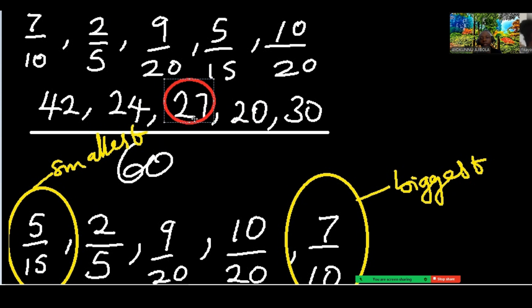Then after 27 is 30. Which fraction stands for that? For 30. That's 10 over 20. The biggest is 42. So which fraction stands for 42? That's 7 over 10. Okay.